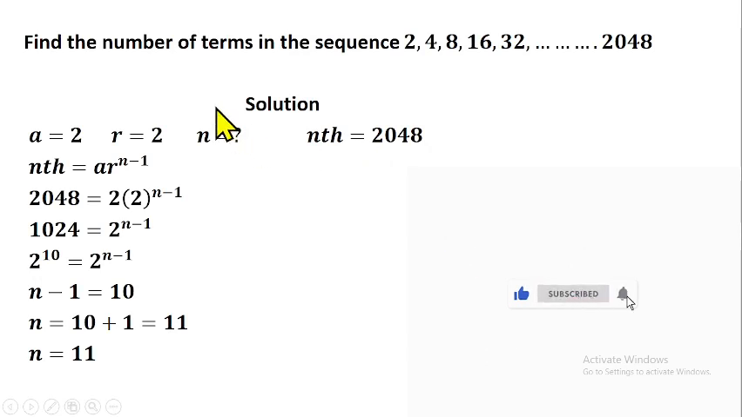Let's look at this question now. Find the number of terms in the sequence 2, 4, 8, 16, 32, up to 2048. Please, I want you to understand this question now. We are not looking for a particular term. We are looking for how many terms we have between 2 and 2048.